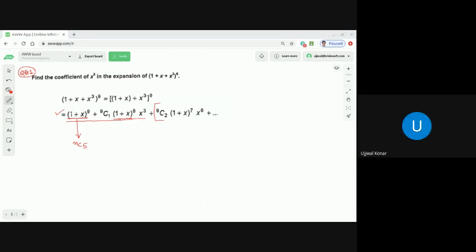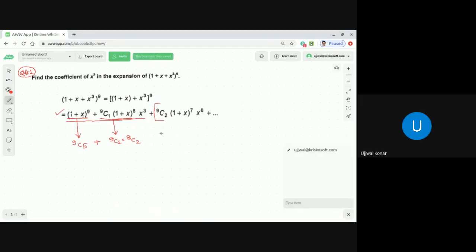That is nothing but 8c2. And nc1 should be multiplied with that, correct or not? So what are you going to get? I'm so sorry, not nc5, I should write 9c5. So 9c1 into 8c2. Done. We need to add these two, correct or not?